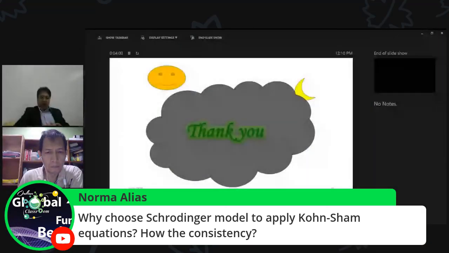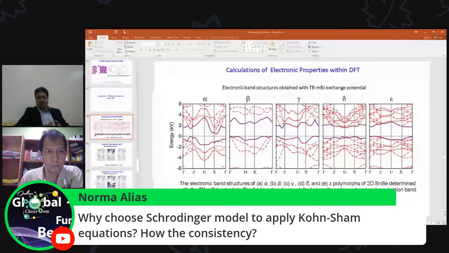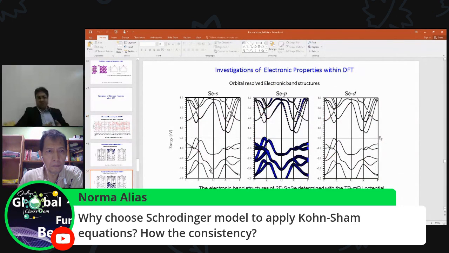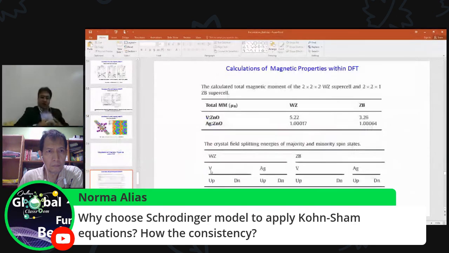Therefore, density functional theory gives you the exact information one can get from the Schrodinger equation. But the solution of the Schrodinger equation is very difficult. Therefore, density functional theory makes it easy, and they are consistent. Yes, because all the information available in the wave function can be obtained from the electron density as well.